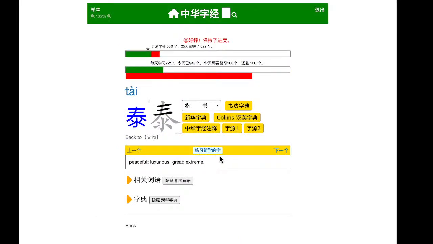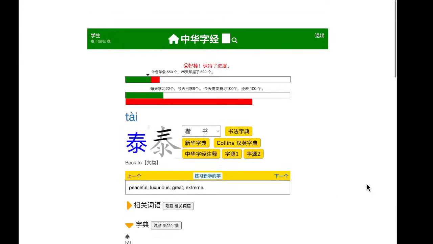Tai. Tai means peaceful or luxurious and great. Extreme? I'm sure this extreme should be in there. Yes, I suppose so. 太热. Okay.